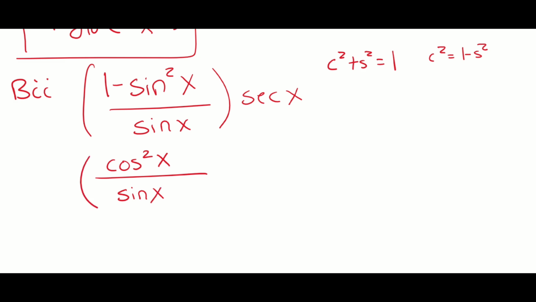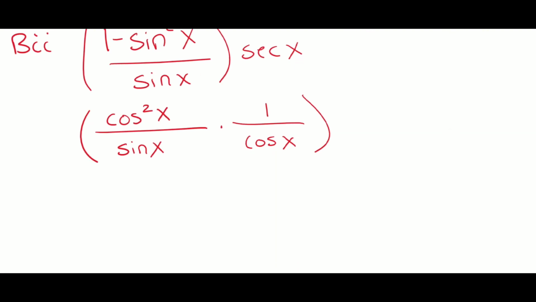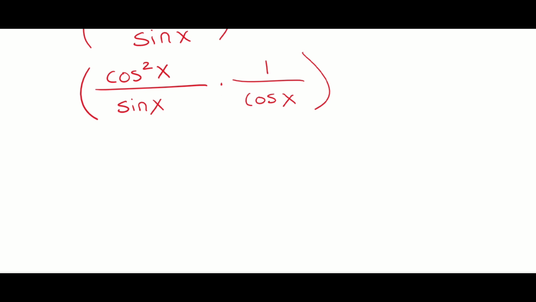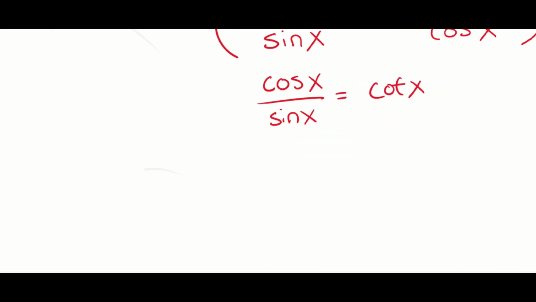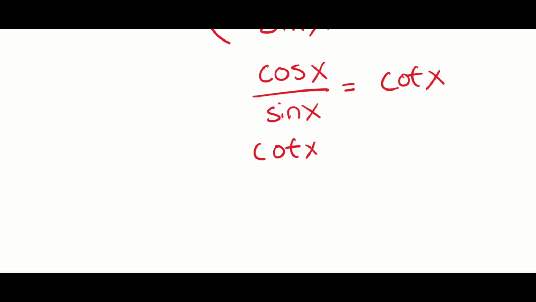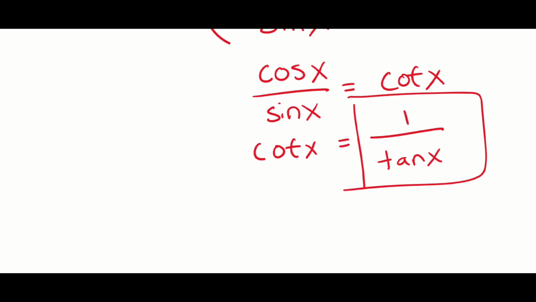Over sine x, and secant x is equal to 1 over cosine x. So that would cancel one cosine x, and that would cancel out the other cosine x. You're left with cosine x over sine x, which is equal to cotangent x. But the question asked to rewrite k of x as a single term involving tan x, and tan x is just the reciprocal of cotan x. So it's 1 over tan x, and that is your final answer.